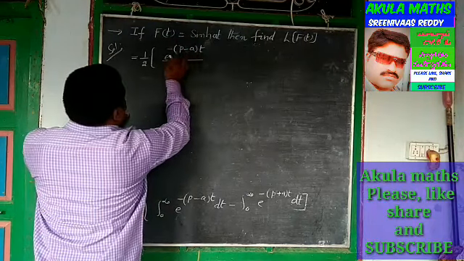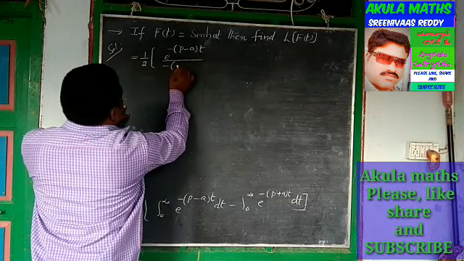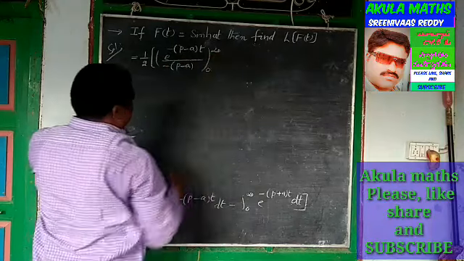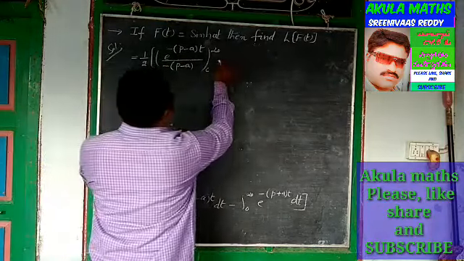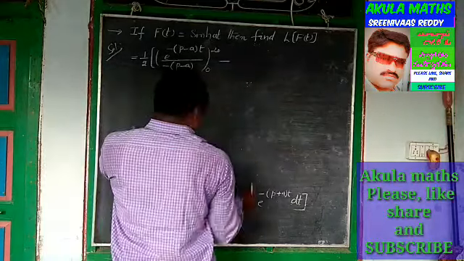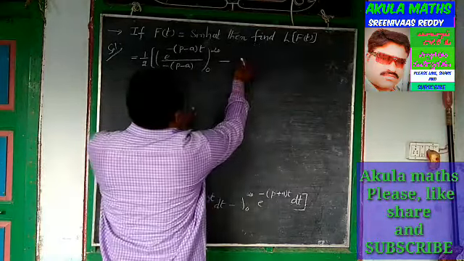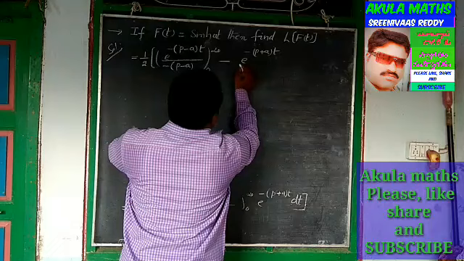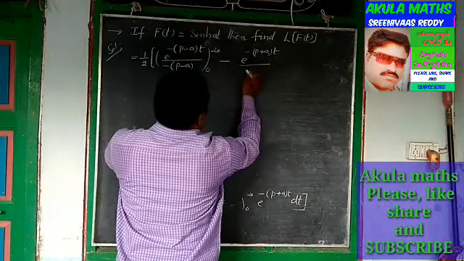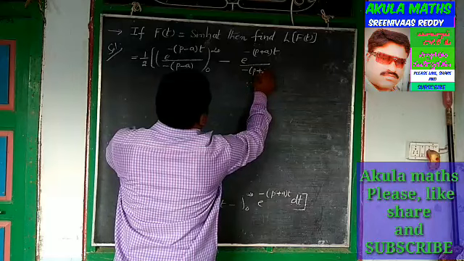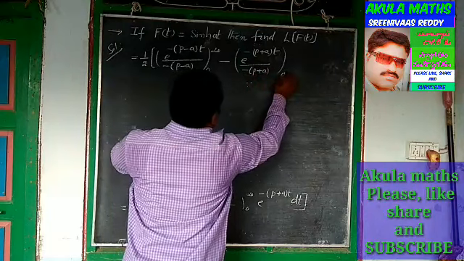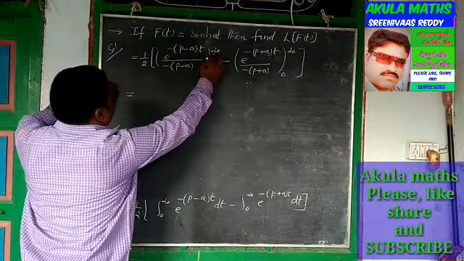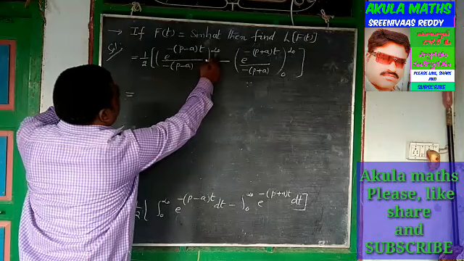Now differentiate with respect to t, that can be minus of p minus a. Limits are 0 to infinity. Minus integral e power x into dx means e power minus of p plus a into t. So this is also now differentiating with respect to t, minus of p plus a. Limits are 0 to infinity. So first of all we substitute the upper limit, meaning infinity. Replace t is equal to infinity.